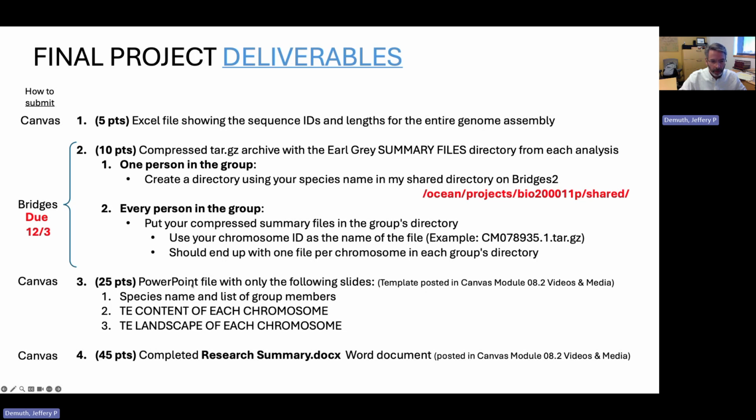Third deliverable is a PowerPoint file. There's a template on Canvas for you to download. It could be as short as 3 slides. We'll look at that in a minute. And then the last thing is the research summary. That's what will probably take the most thought and time as you answer all the questions that are in that Word document. Okay, that's also posted on Canvas for you to download, and we'll look at that in a minute.